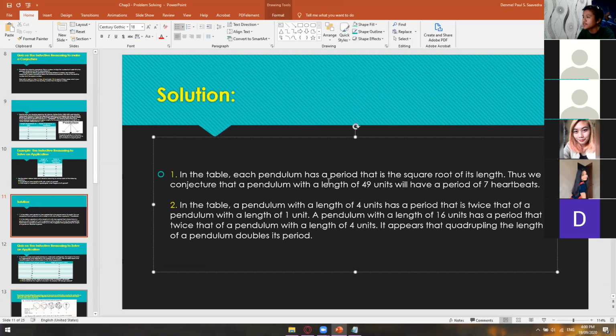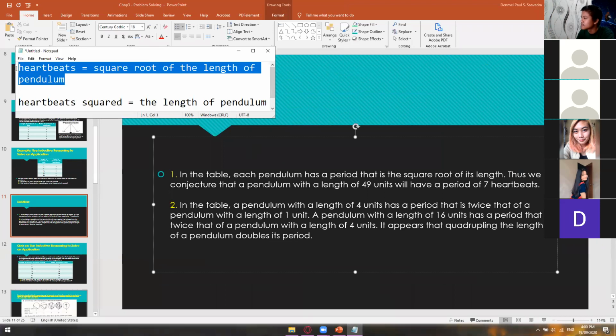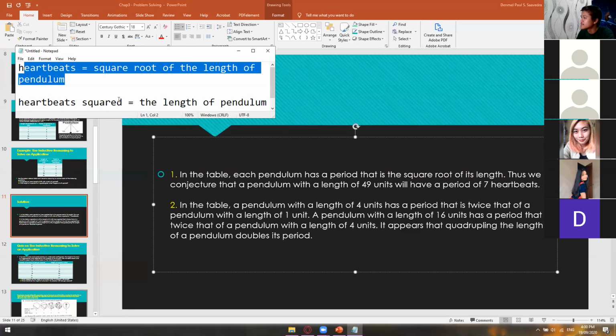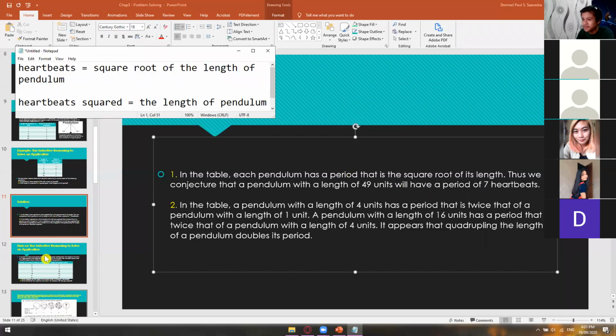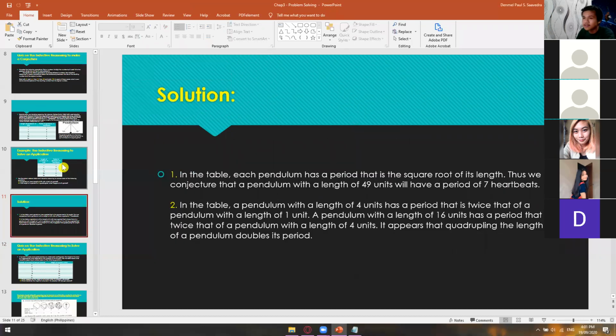Okay, so in the table, each pendulum has a period that is square root of its length. Thus, we can read the pendulum with the length. Yeah. Okay, so tama si Mr. Sino yung sumagot kanina dito? Sino yung sumagot sa heartbeat? Sir ako. Mr. Lawrence Jan Labsan. Okay, so very good on that one. So we were able to answer this one. Okay, number 1. Okay, ito pala, number 1. Okay, how about number 2?